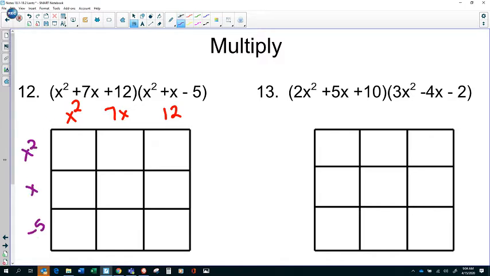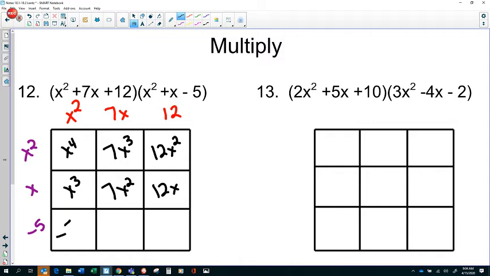Okay, my x squared times my x squared is going to give me x to the 4th power. x squared times 7x is going to be 7x cubed, and 12 times x squared is going to be 12x squared. x squared times x is going to give me an x cubed. x times 7x is going to give me 7x squared, and x times my 12 is going to give me 12x. x squared times a negative 5, negative 5x squared. 7 times a negative 5, negative 35x. Negative 5 times 12 is a negative 60.